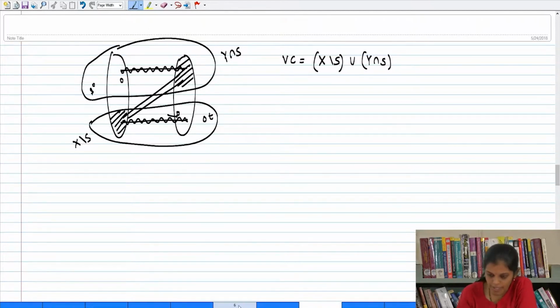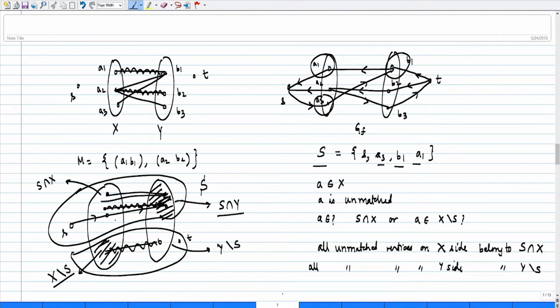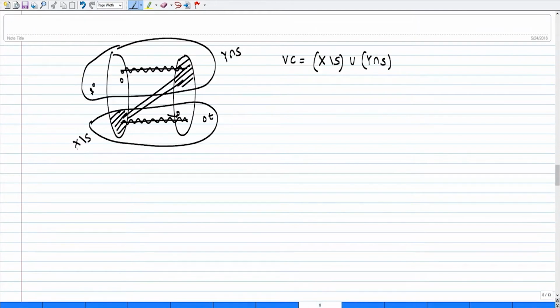So, let us go back to this example. So we are asking whether there is an edge from the non-S part on the X side to the Y intersection S.